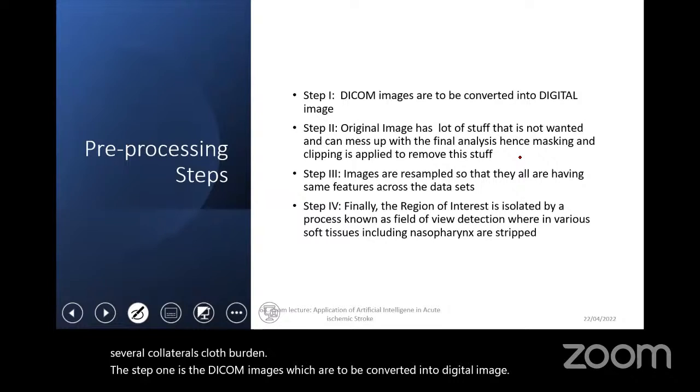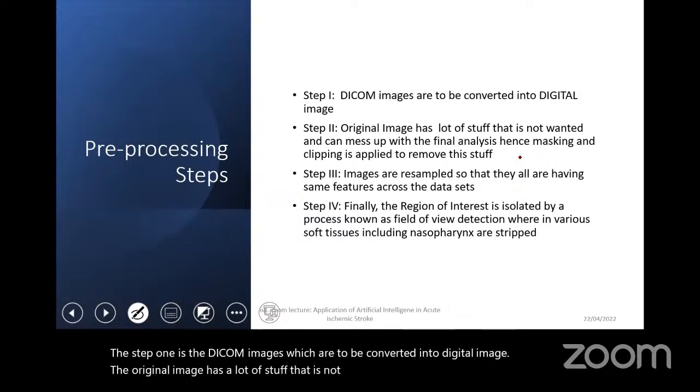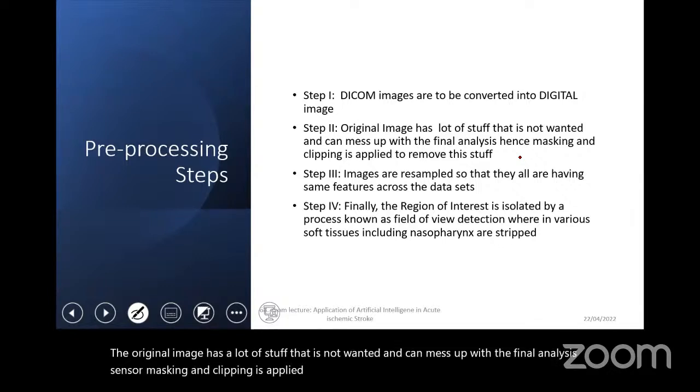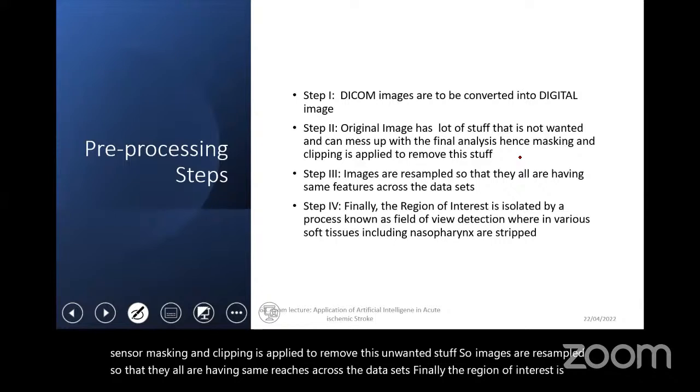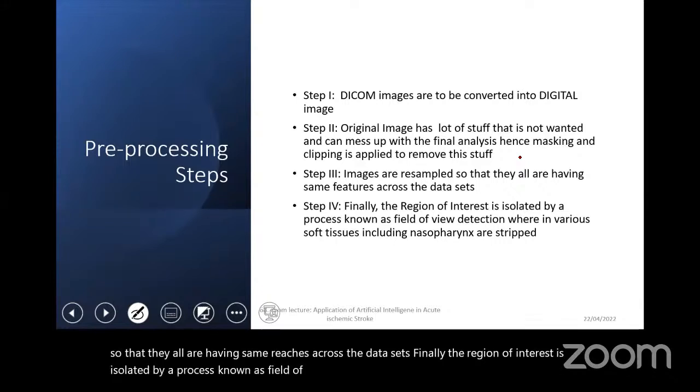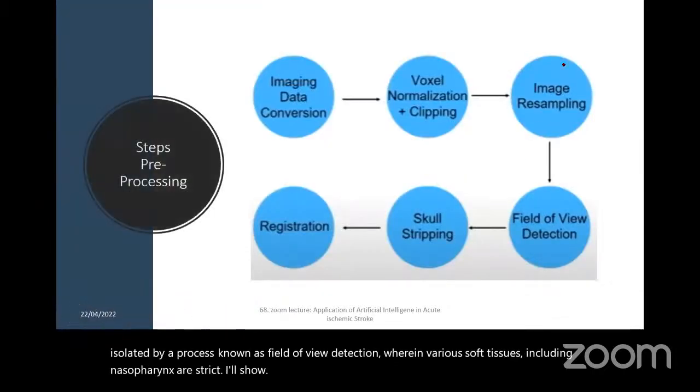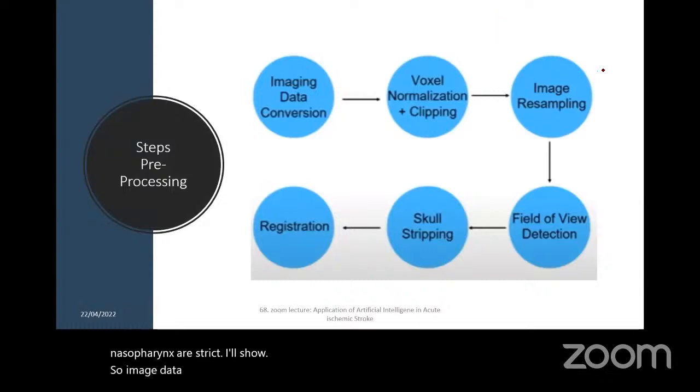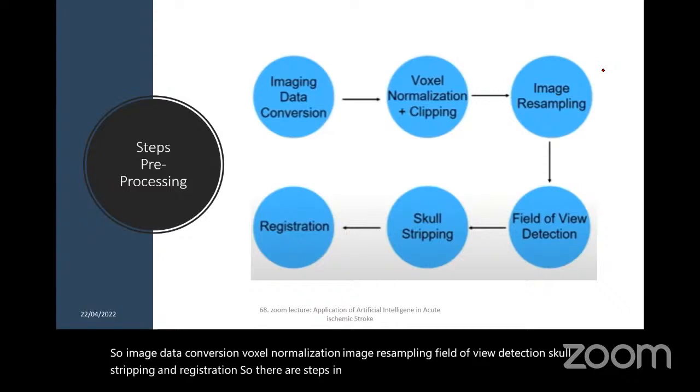The original image has a lot of stuff that is not wanted and can mess up the final analysis, hence masking and clipping is applied to remove this unwanted stuff. Images are resampled so that they all have the same features across the data sets. Finally, the region of interest is isolated by a process known as field of view detection, wherein various soft tissues, including nasopharynx, are stripped. I'll show you. So: image data conversion, voxel normalization, image resampling, field of view detection, skull stripping, and registration. These are the steps in the pre-processing before we start the model.